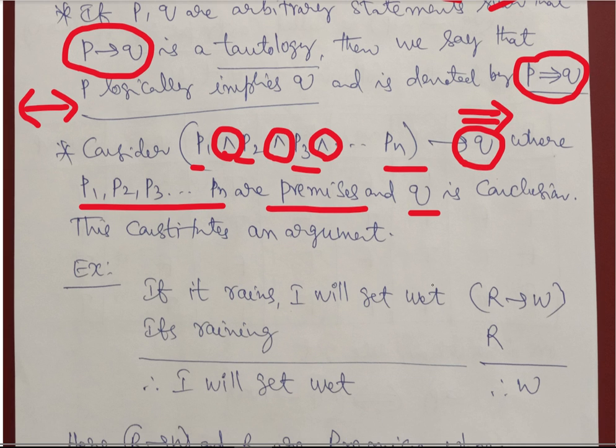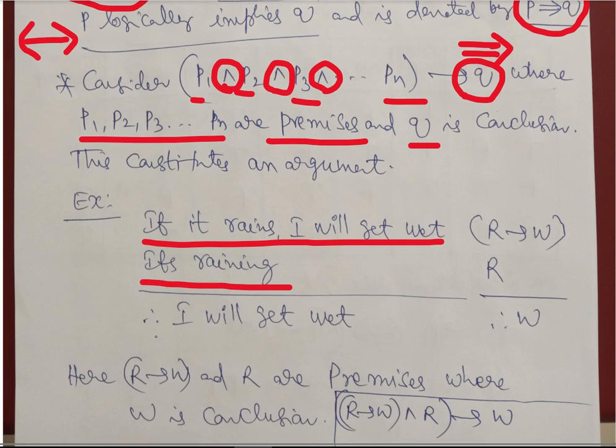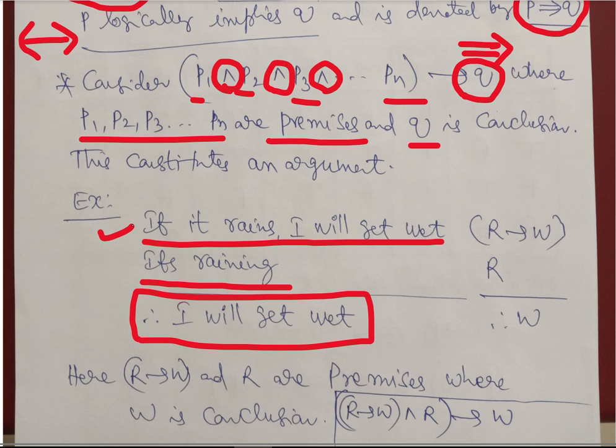For example, consider a statement: if it rains, I will get wet. This is one statement, one argument. One more statement is given: it's raining. Using these two statements, somebody is concluding that I will get wet. Please observe how this is done. One statement is given: if it rains, I will get wet. That is one argument. It's raining, second argument. Both clubbed together, you are going to get a conclusion. You can see the therefore symbol. Whatever you see after this line with the therefore symbol is going to be called a conclusion.